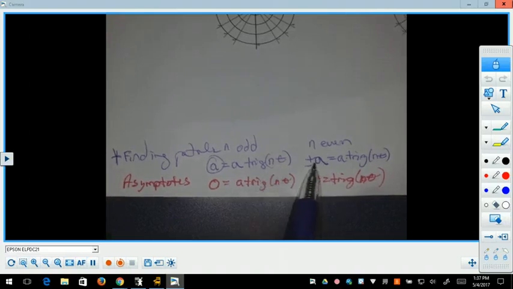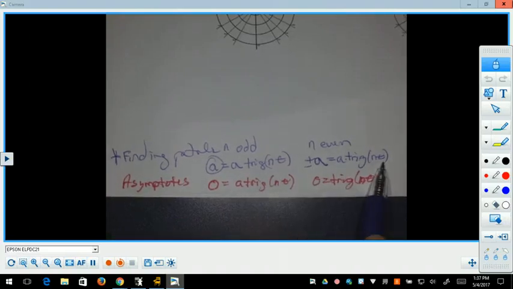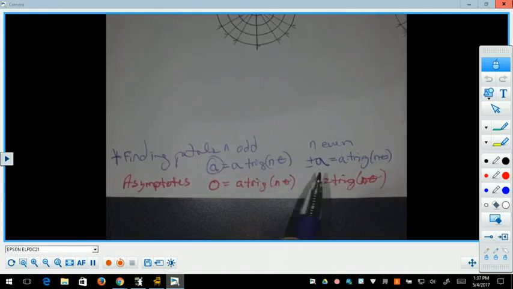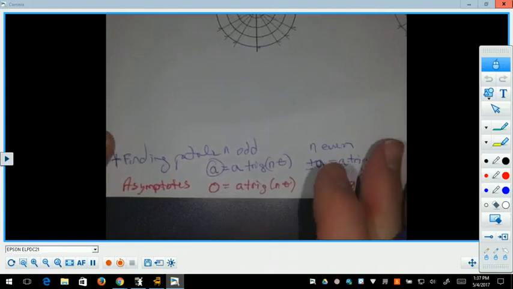If it's even, though, we're going to have to do plus or minus. You'll see why in a second. It has to do with the symmetry. And then the same thing, to find the asymptotes, we set the trig function equal to 0.